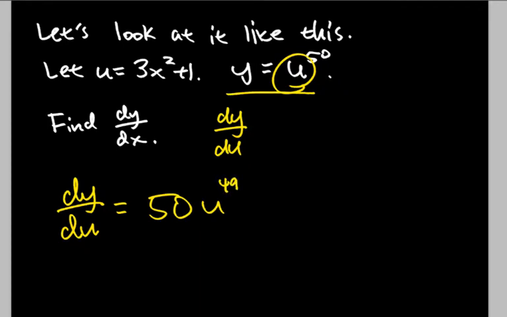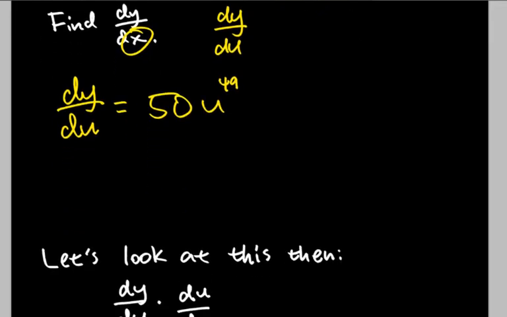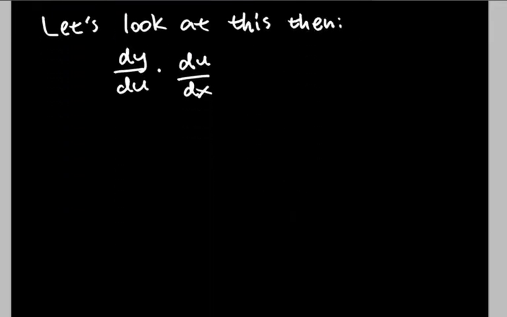That's pretty easy, right? But the stuff inside of u doesn't really come into play. And also, we want to find dy dx, not dy du. So let's look at it like this. If we have dy du times du dx. So you can't exactly think of it as multiplying fractions, but long story short, in this case, it works. If you get advanced in calculus later on in the future, don't think of it this way, but for our purposes right now, it works.